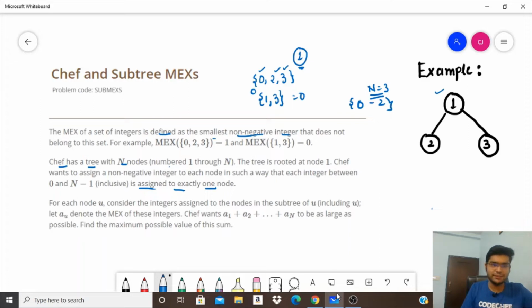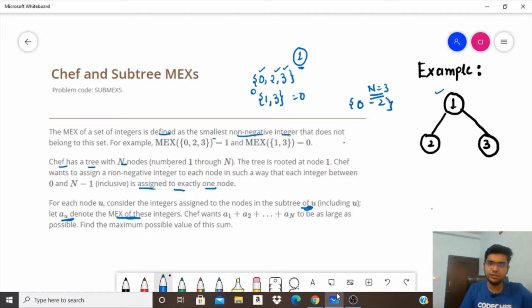Now what is asked in the question is, for each node u, consider the integers assigned to the nodes in the subtree of u and let a_u denote the MEX of these integers, right? So what we need to do is, for each node u, we need to consider all the nodes in the subtree of u, and let a_u be the MEX of these integers, right?